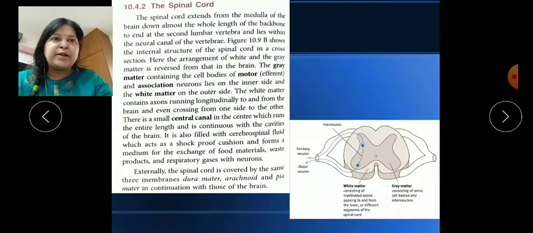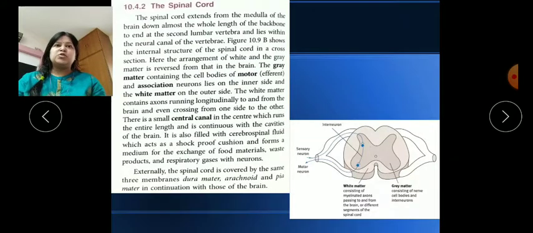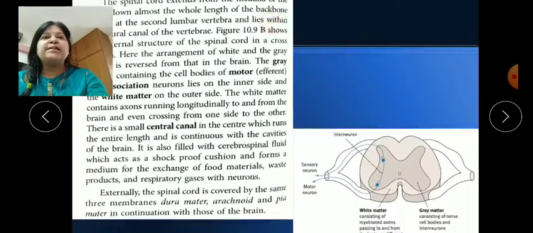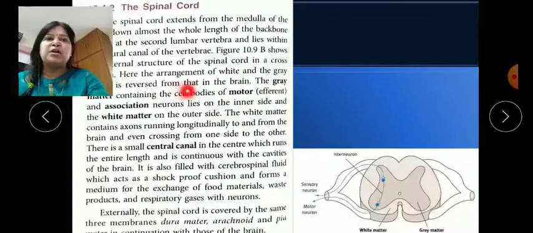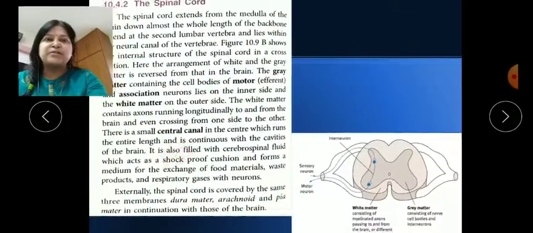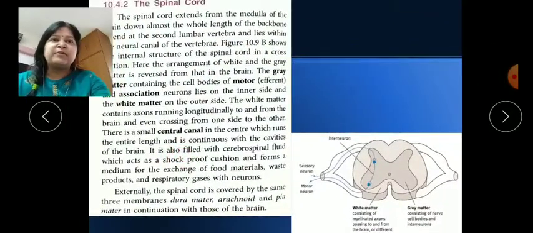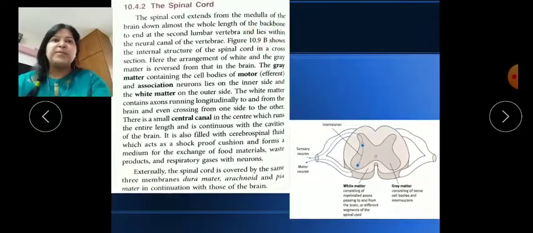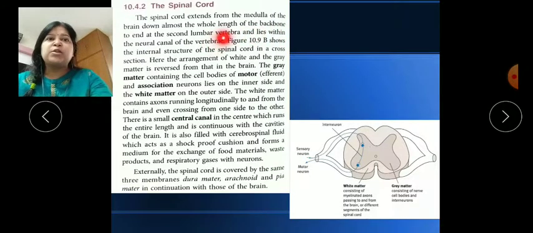So the spinal cord, what is the spinal cord? As we all know from the lower classes, it is protected by our vertebral column. Okay, so it is written that the spinal cord extends from the medulla. It is attached with the medulla of the brain. Okay, and it extends throughout the whole length of our backbone, to the second lumbar vertebra, and lies within the neural canal.